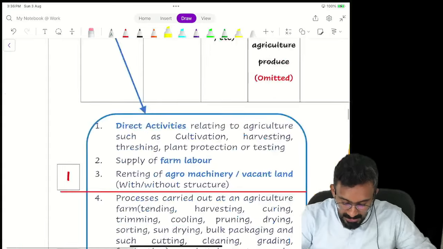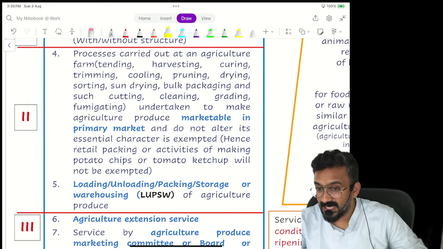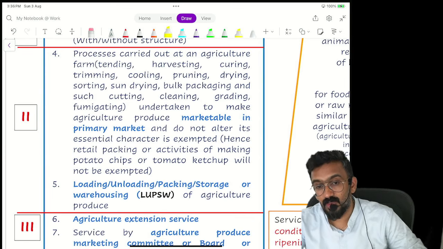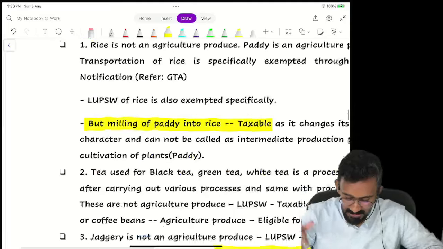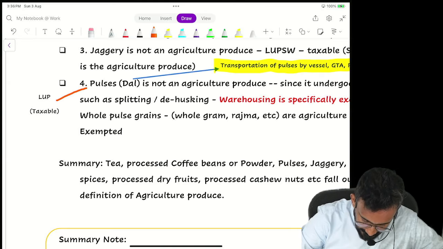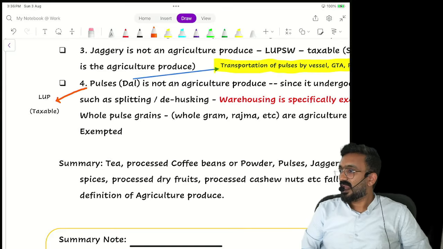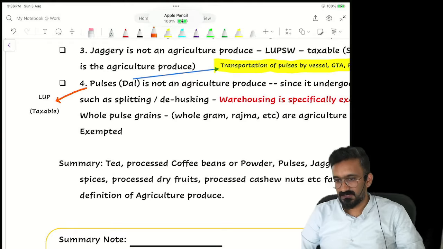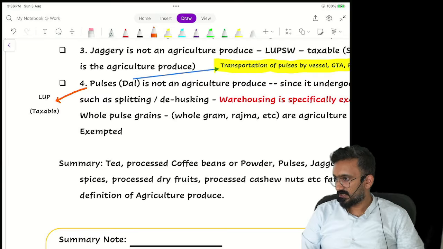So pulses not being an agriculture produce will not make the entire LUPSW taxable. What only will be taxable? LUP, because storage and warehousing is separately exempted. So you can put an arrow mark here. Because pulses are not an agriculture produce, the impact is LUP will become taxable. You guys understanding this? Okay.